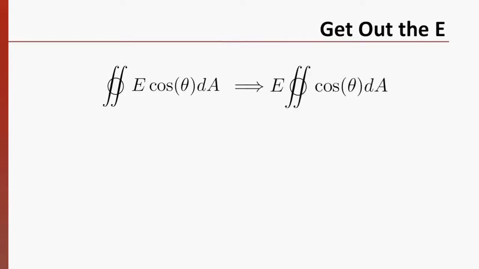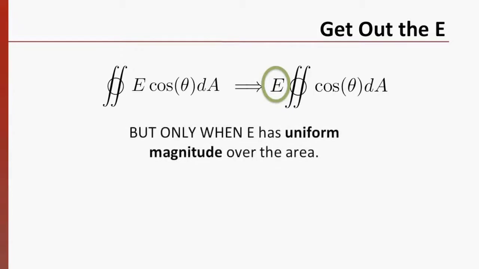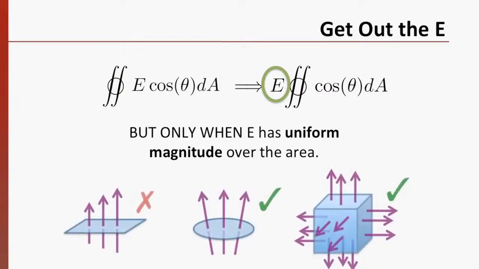Let's pursue our goal of not doing an integral. We have this integral of E dot dA. Let's write the dot product as a cosine. Under certain circumstances, we can remove the E from the integral. We can only do that when our electric field has uniform magnitude over the entire surface. You can see some examples on the bottom of the screen.